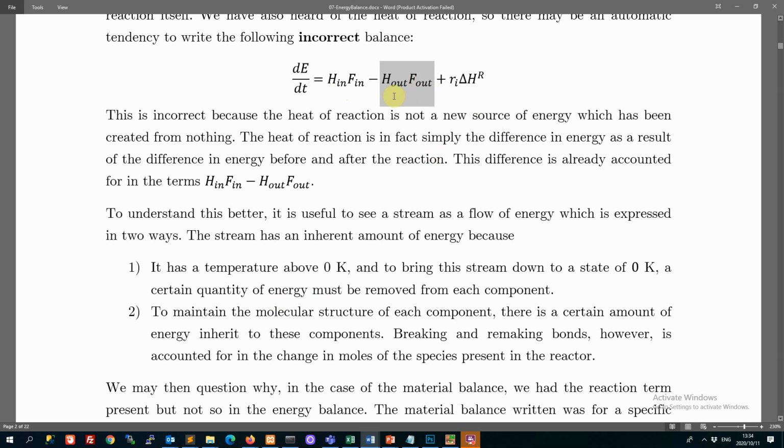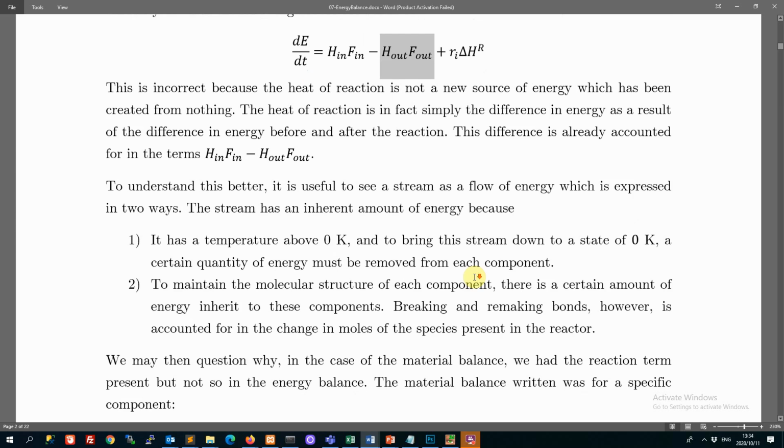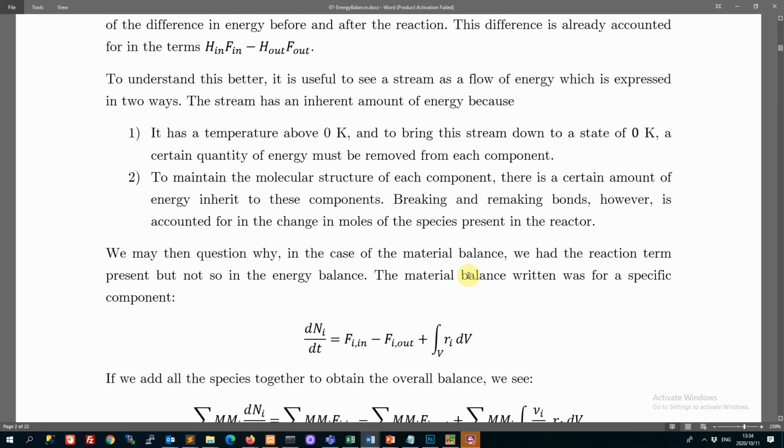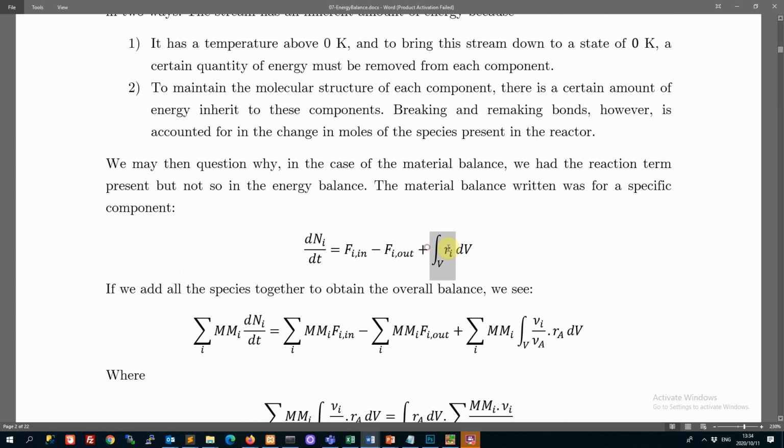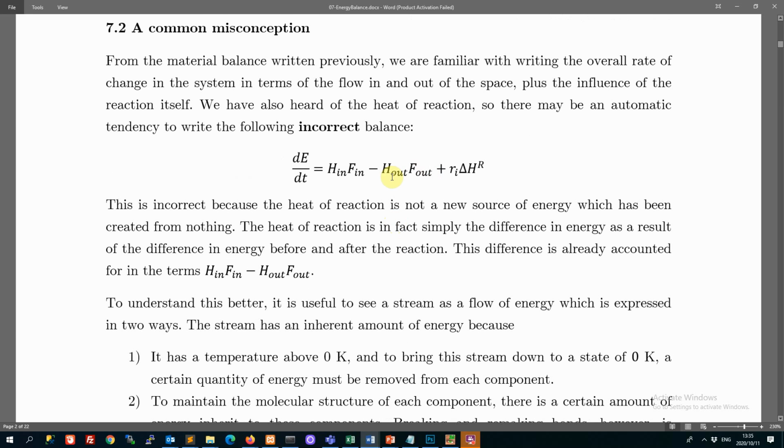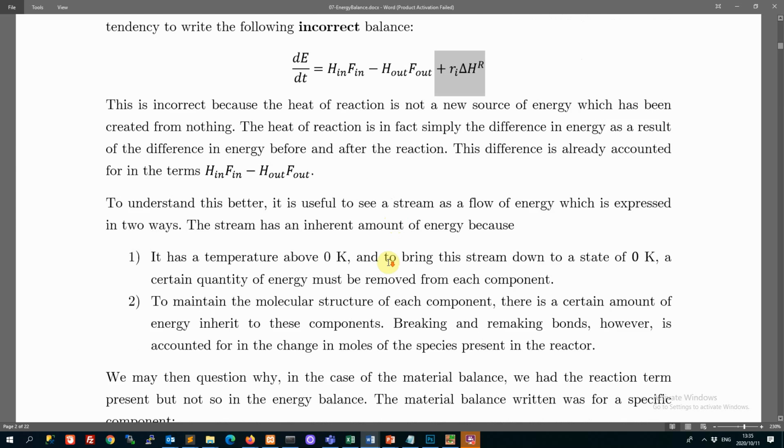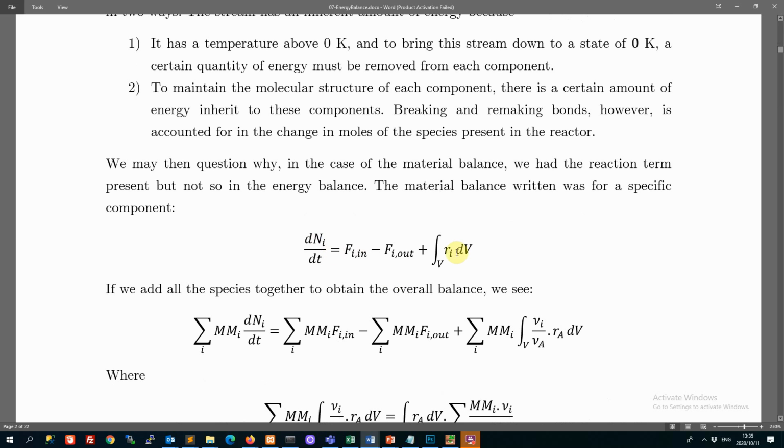So that's my attempt to explain why just these two terms fully account for all the energy change in that reactor space. And you might say, but then why did we have a reaction term in our material balance? So you are claiming now, you meaning me, so I'm claiming now we are not supposed to have a reaction term here. And yet, if you go back and look at your material balance, you'll see, yes, you do have a reaction term. So why is that the case?